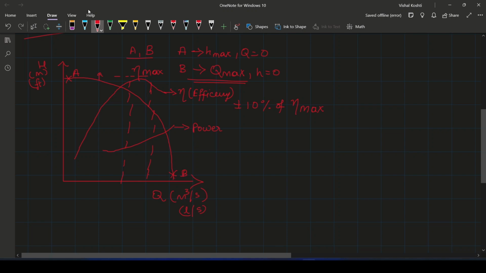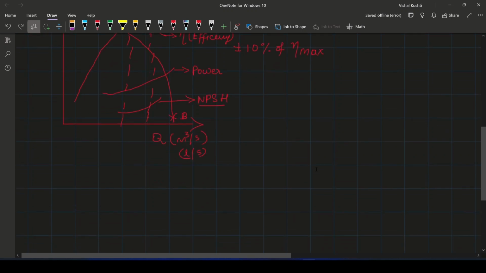And what happens to the net positive suction head when the flow rate increases? That one also increases. We can see a graph similar to this. This is NPSH, net positive suction head. Net positive suction head also increases when the flow rate increases. Okay, and now let us go and see the other performance characteristics. This is the basic general pump performance curve characteristics or the graph.